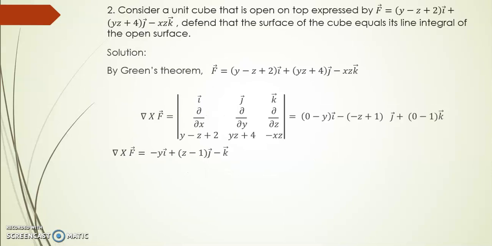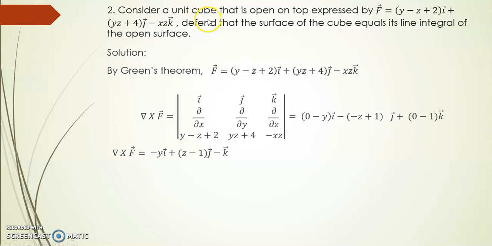So we move on to the second problem. Consider a unit cube. Now this is the second category of the problem where you are not given a single surface. In the previous problem there was a single surface given. Here a unit cube is given, which is open on the top. So automatically in a cube you will be having 6 surfaces, right? This type of problem we have already seen in Gauss divergence.